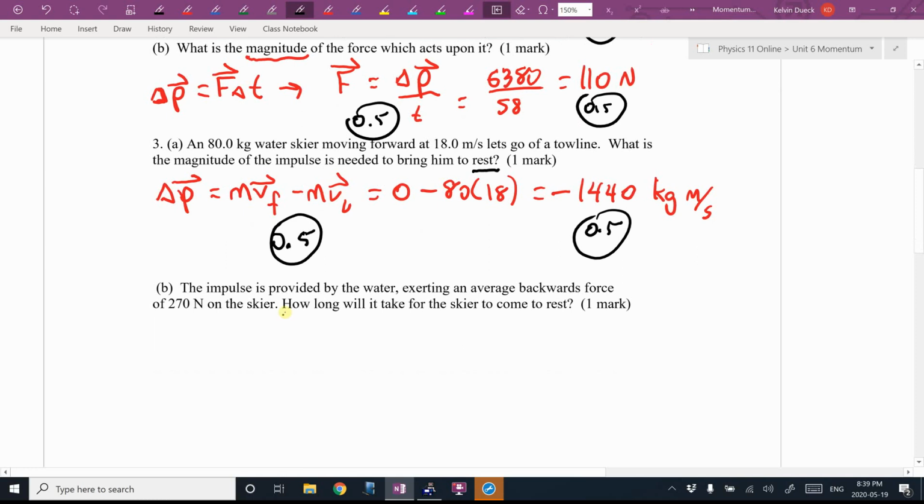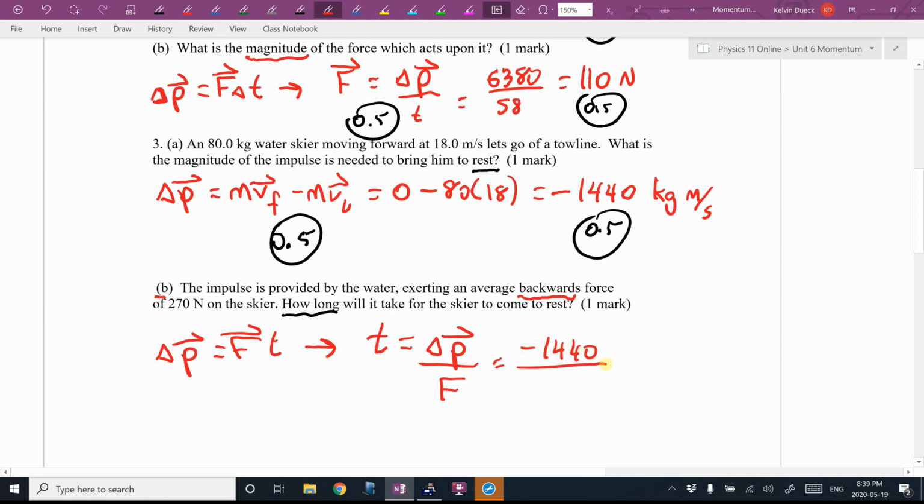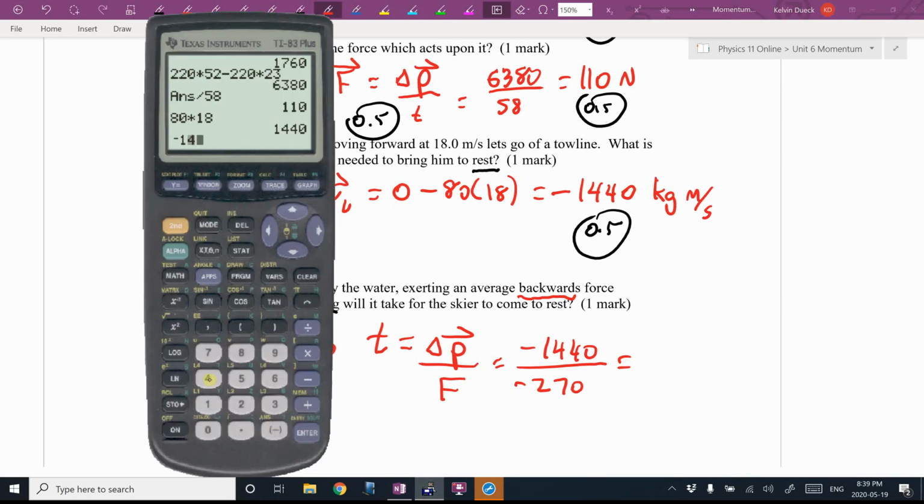Ooh, now they want me to find time. Well, I think I would probably go impulse equals force times time. Since they gave me a force in the question, time is going to be the impulse divided by the force. Time is a scalar. It's a backwards force, so technically, since it's a backwards force, I should call this negative. So it would be negative 1440 divided by negative 270, which gives me a positive answer for time, which is a scalar.